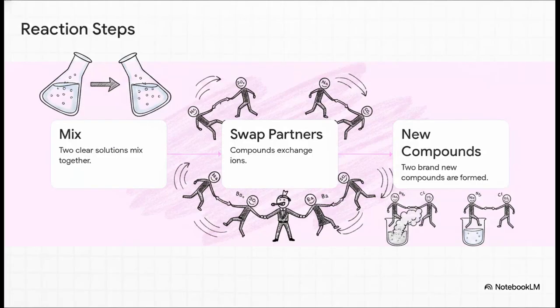Okay, let's break down the mechanics step by step. Step 1, our two clear solutions mixed together. Step 2, the sodium sulfate and barium chloride hit the microscopic dance floor and enthusiastically swap partners. The sodium literally drops the sulfate and grabs onto the chloride, while the barium drops the chloride and sweeps up the sulfate. And finally, step 3, we're left with two brand new chemical couples, barium sulfate and sodium chloride. It's basically the ultimate chemical square dance.